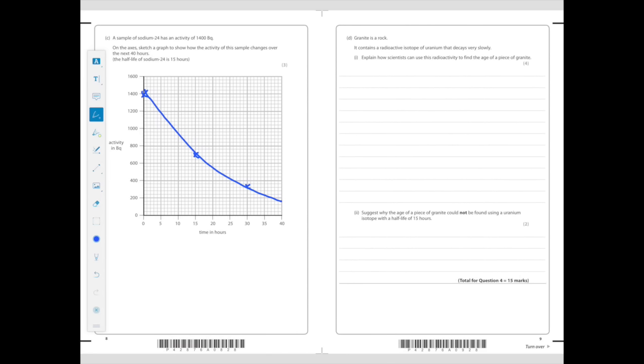Suggest why the age of a piece of granite could not be found using a uranium isotope with a half-life of 15 hours.